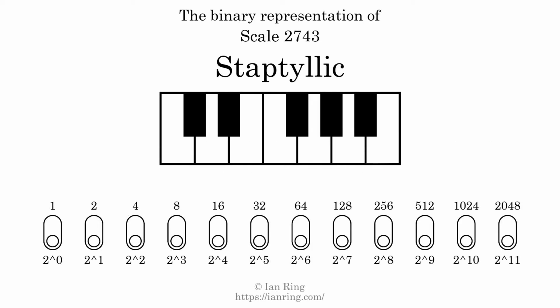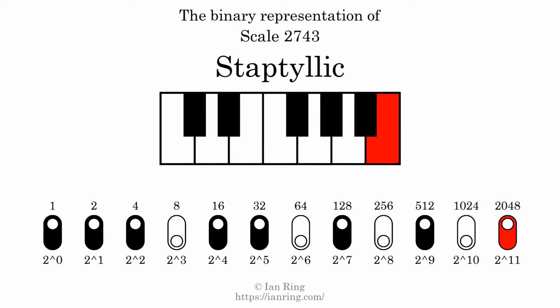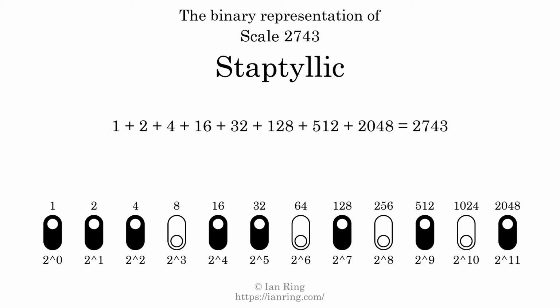The binary representation of this scale is determined by mapping tones of the scale to binary digits. Each binary digit represents a power of 2. To get the scale number, we add the powers of 2 together. The powers of 2 that are present in the scale, all added together, equals 2743. That is why the scale number, in decimal, is 2743.